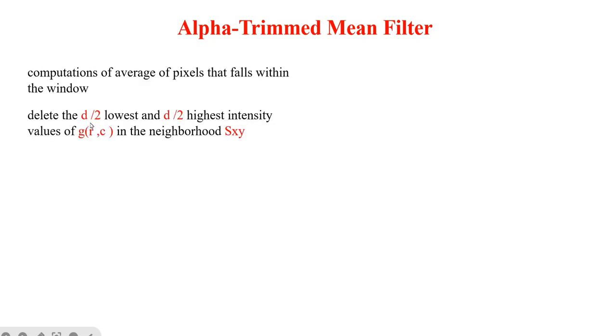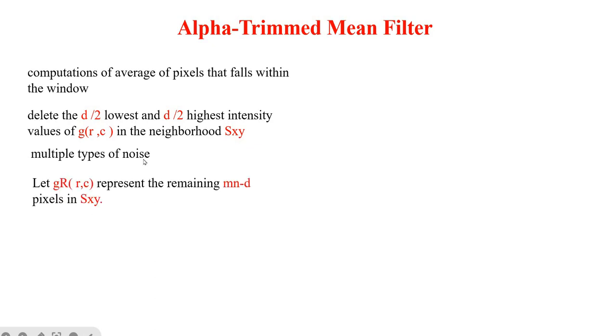Next is the alpha trimmed mean filter. It is based on the computation of the average of the pixels that fall within the window. It works by deleting the d by 2 lowest and the d by 2 highest intensity values of g of r comma c in the neighborhood S of xy. These are useful in situations involving multiple types of noise, such as a combination of salt and pepper noise and Gaussian noise.